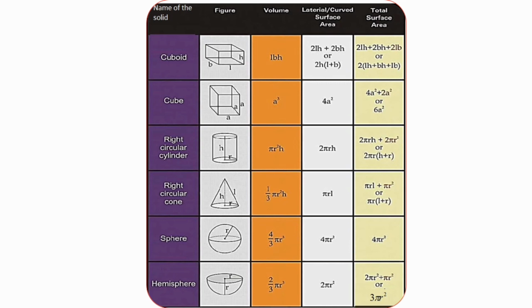Next shape is hemisphere. Like the previous one, sphere, here also radius is represented by the letter R. Then the volume is 2 by 3 pi r cube and the curved surface area is 2 pi r square and the total surface area is 3 pi r square.